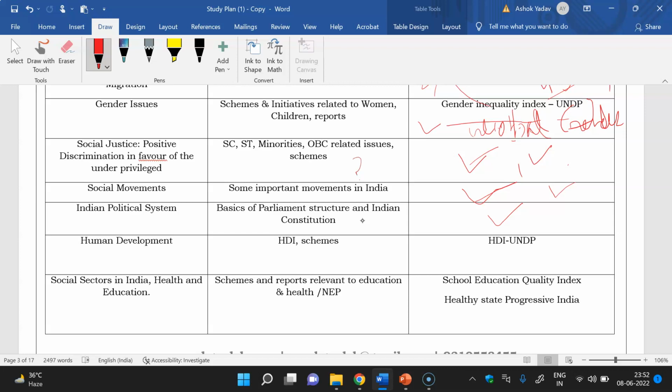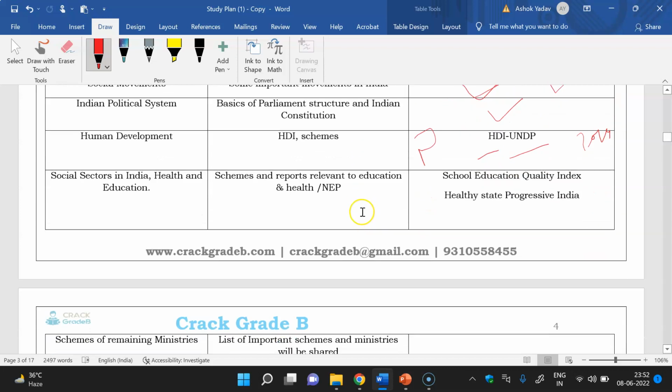The human development chapter is important for the descriptive part also. They can ask about human development index features, and human development related descriptive questions. And this UNDP HDI, the last HDI was released in I think 2019 or 20. That is the only one that is important, no other. After that they have not yet released the index, so that last HDI you have to cover.